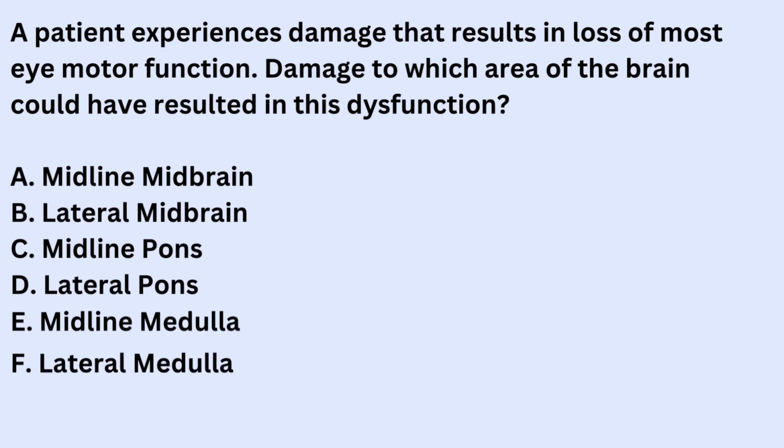Now, to finish this video off, why don't we do a practice question to ensure we understand everything we just learned? A patient experiences damage that results in loss of most eye motor function. Damage to which area of the brain could have resulted in this dysfunction? Is it A, midline midbrain, B, lateral midbrain, C, midline pons, D, lateral pons, E, midline medulla, or F, lateral medulla? Pause the video here if you would like to figure out the answer on your own.